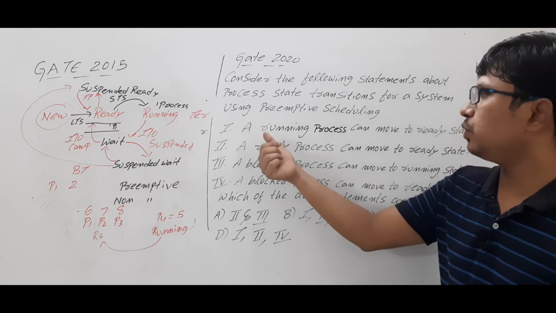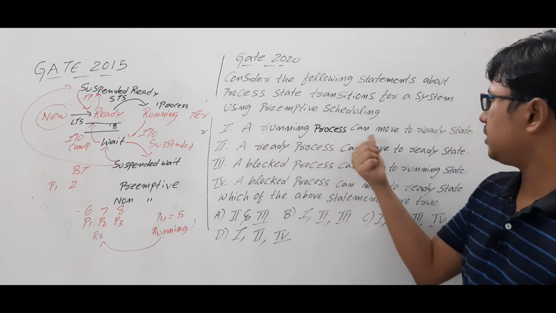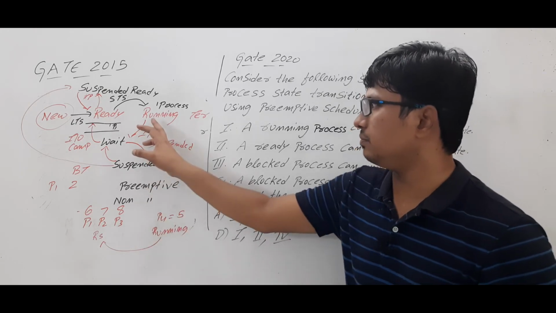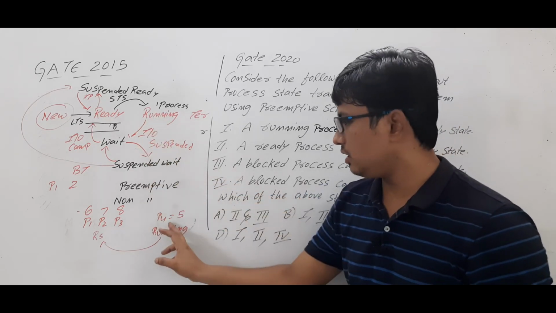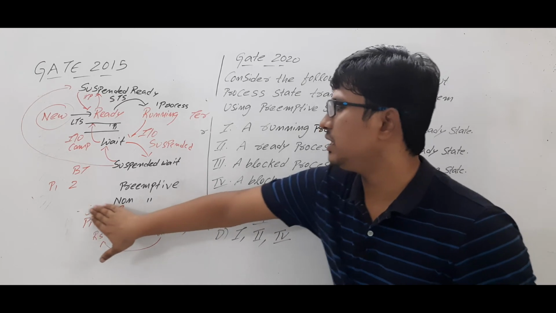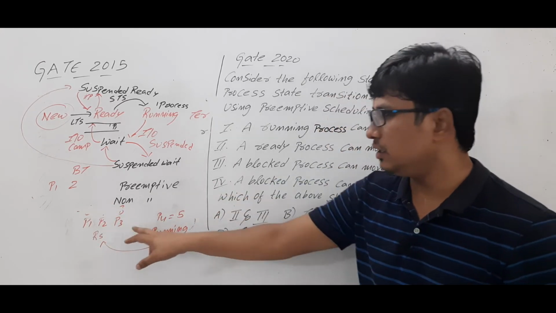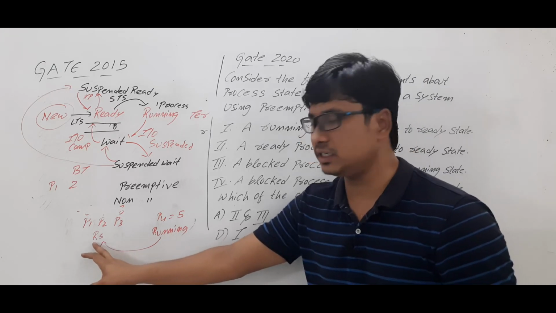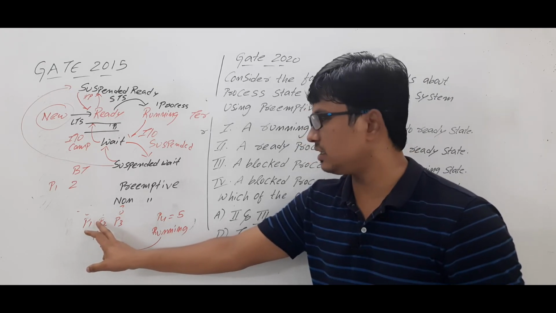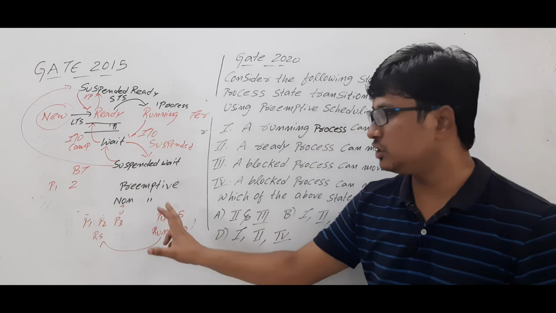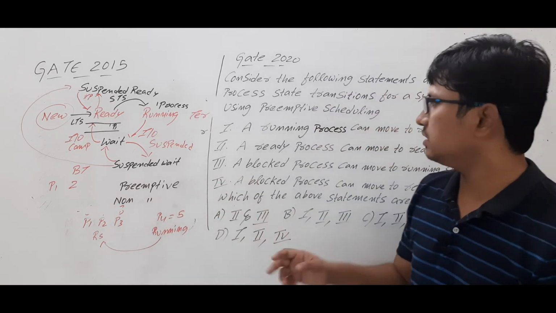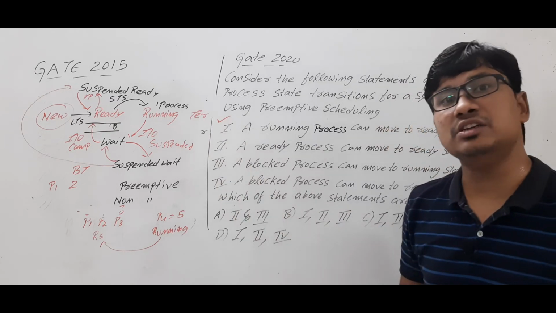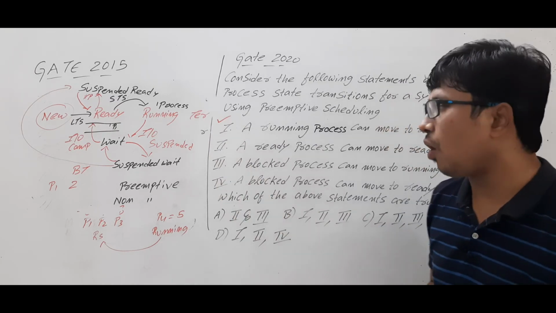Look at statement 1. A running process can move to the ready state. Yes, if it is a preemptive scheduling algorithm, as I have already discussed, if its burst time is less than this one, then obviously we will dispatch this process from the running state to the ready state, and the process which is in the ready state will be scheduled to the running state. So this statement is correct with respect to the preemptive scheduling algorithm. If it is a non-preemptive scheduling algorithm, it is wrong.